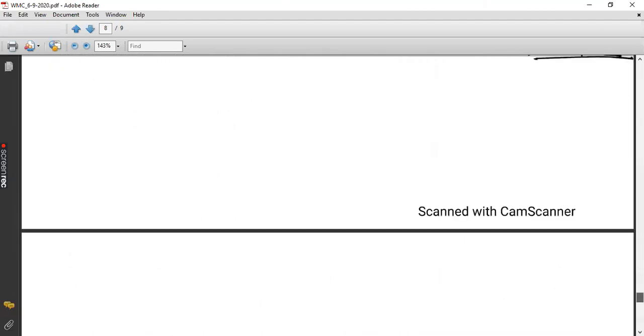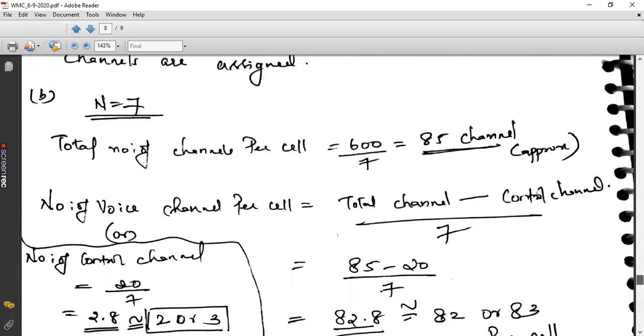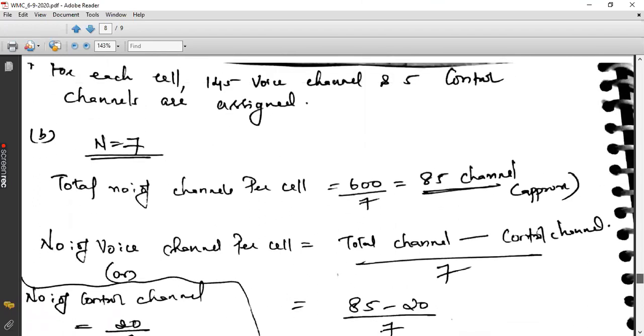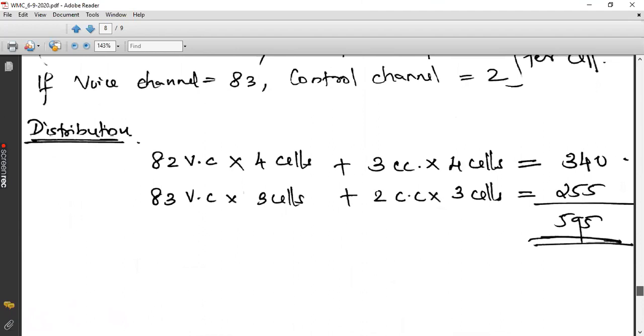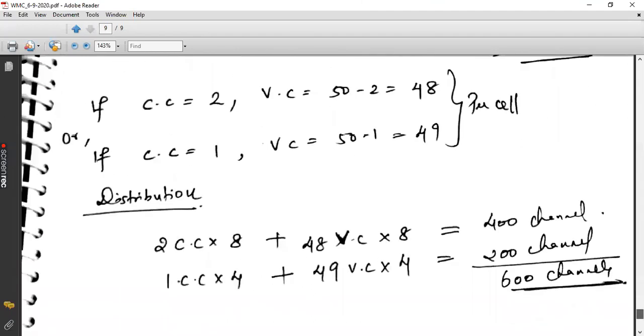Sir, we won't get 85 exactly also. There also we will get a fraction. Yes, that 0.7. So we can take 85 or 86, sir. Yes, that you need to approximate. You can take 85. Okay, sir. For n equal to 7 and n equal to 12, you need to do some approximations accordingly.